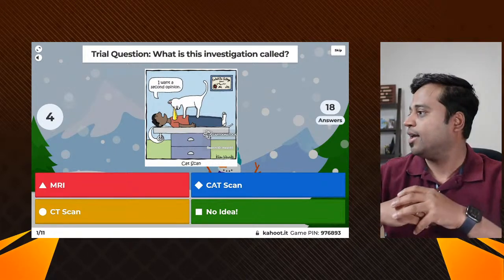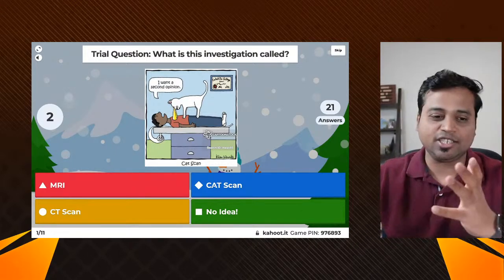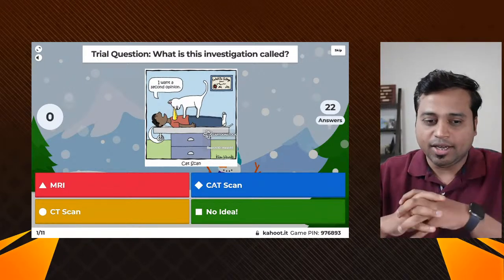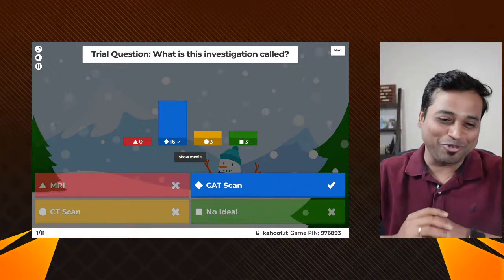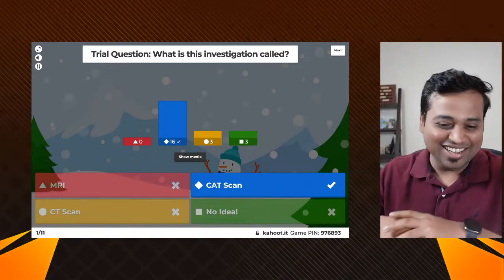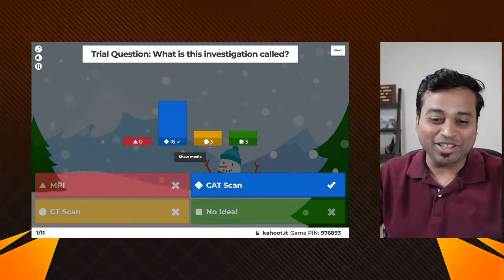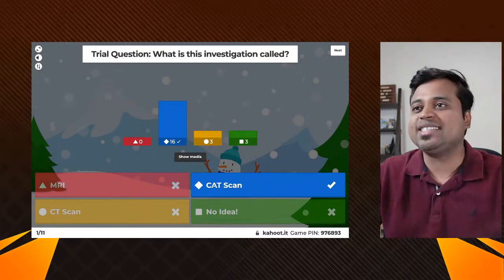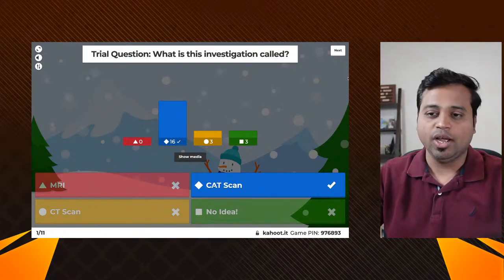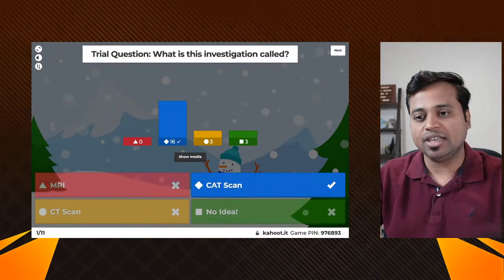This is just a trial for you to get used to Kahoot, and it's excellent. Most of you have rightly pointed out, this is a CAT scan. Let's move on to the real quiz now. This question did not have any marks. The questions that follow will have points, so make sure you attempt these carefully.